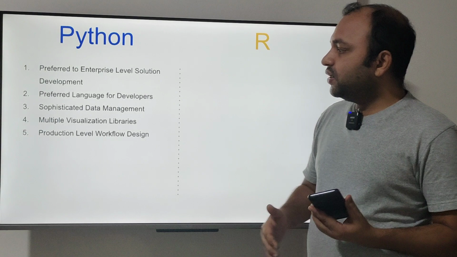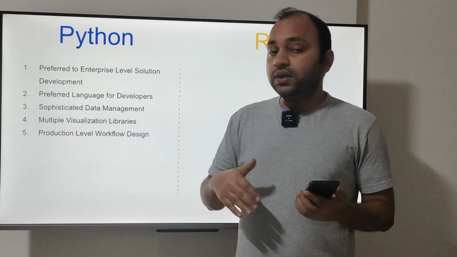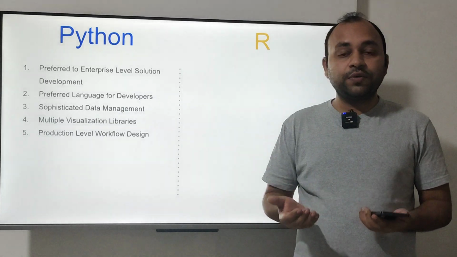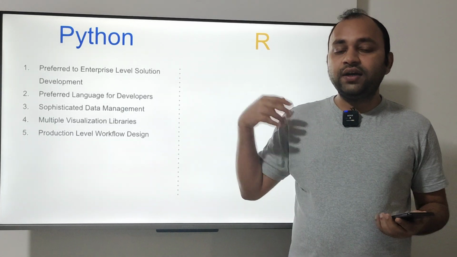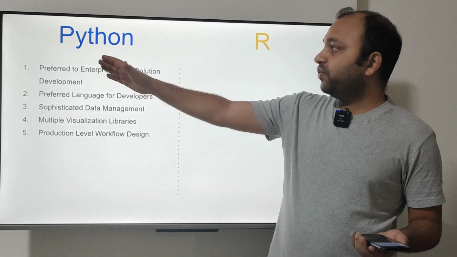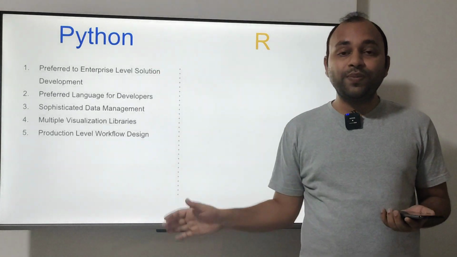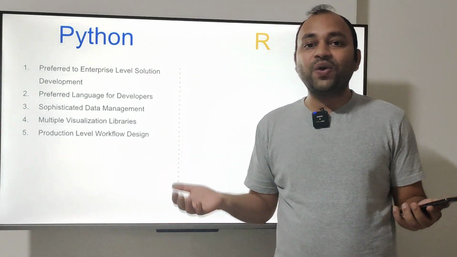Then you can design the production level workflow. So if you need something which is not breaking and is continuously running without much of any issues, you have an entire ecosystem which is also open source. Again, one of the important things in both these cases is that these are open source. That means you are not paying anything for doing all the work.